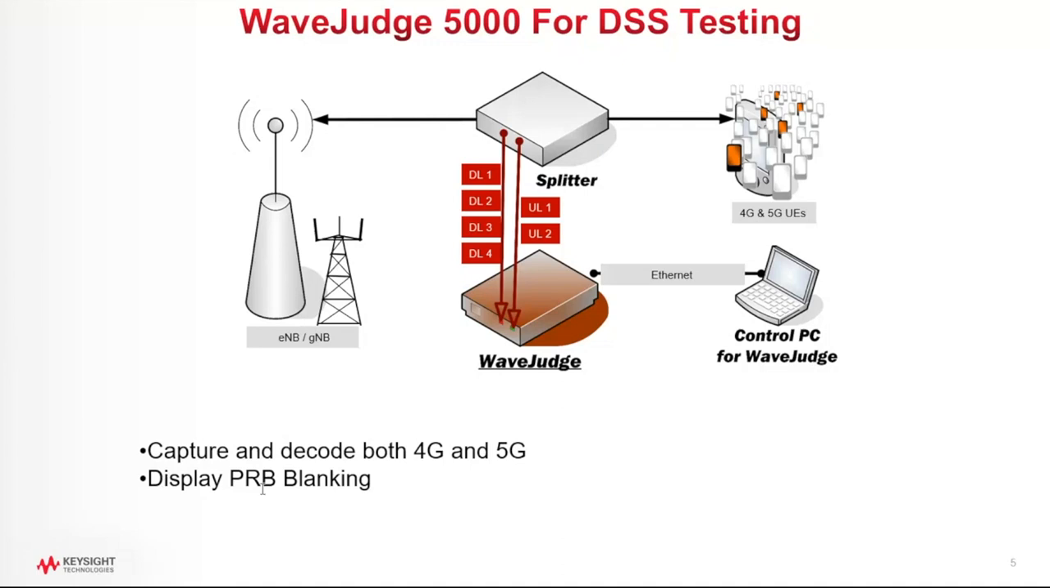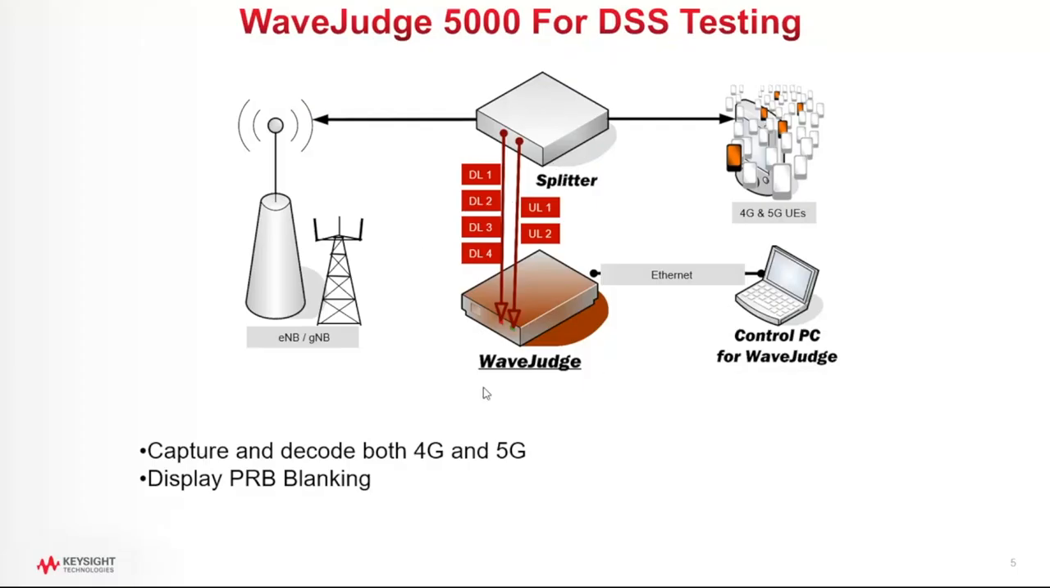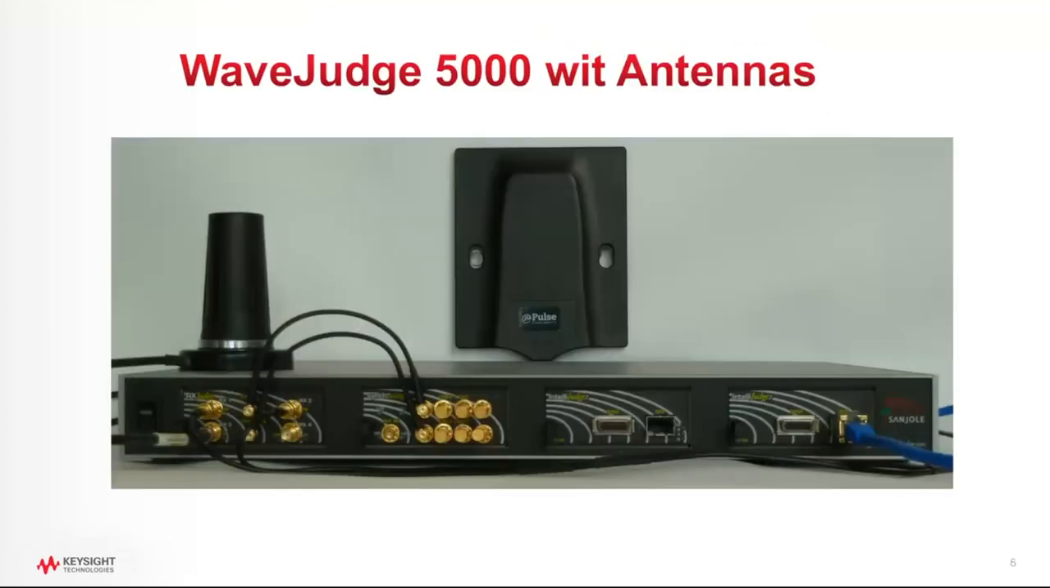One of the very common analysis tests that we do there is for PRB blanking. What I see a lot of our users doing today is capturing a DSS transmission and looking at these resource blocks and resource elements to see whether some of them have been reserved for 4G and some for 5G, and whether those are correct or some of them are missing or overlapped, et cetera. So WaveJudge is a very good tool for DSS testing, and as an example, PRB blanking tests.